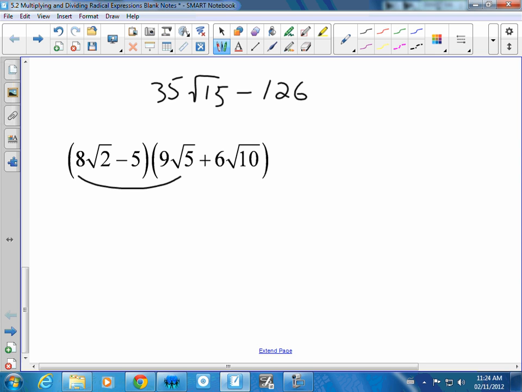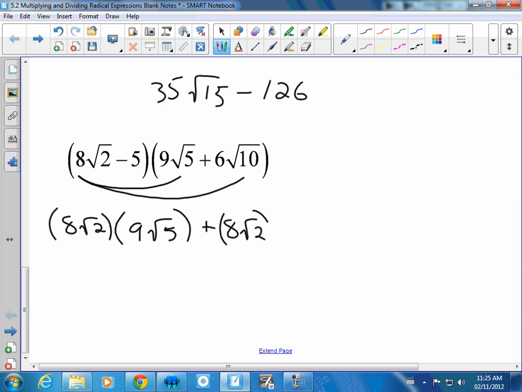So the first one is going to be 8 root of 2 times 9 root of 5. So I'm just going to put that here. 8 root of 2 times 9 root of 5. That's the first one, right? Is that correct? That's the first? Okay. So let's do outside. So now we're going to do this. So what's the outside? 8 root of 2 times 6 root of 10.